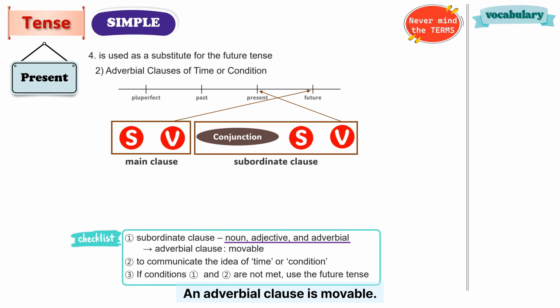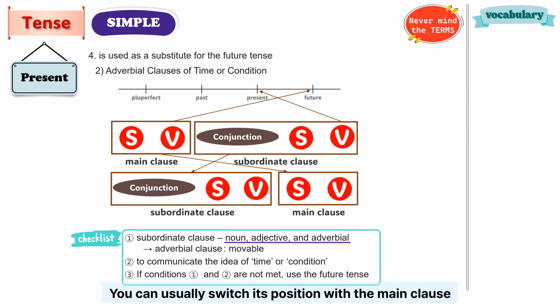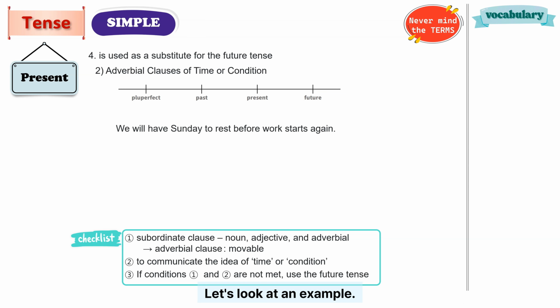An adverbial clause is movable. You can usually switch its position with the main clause without changing the meaning, but if you move it to the beginning, you must add a comma afterward. In contrast, noun and adjective clauses cannot be moved. Let's look at an example.